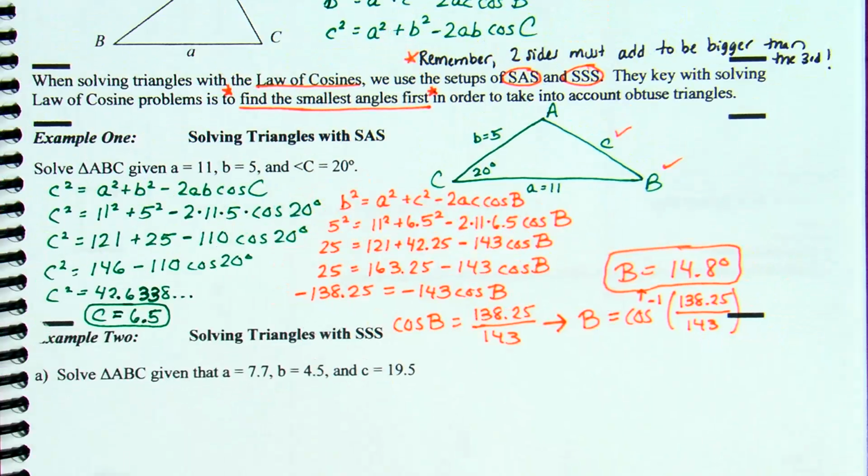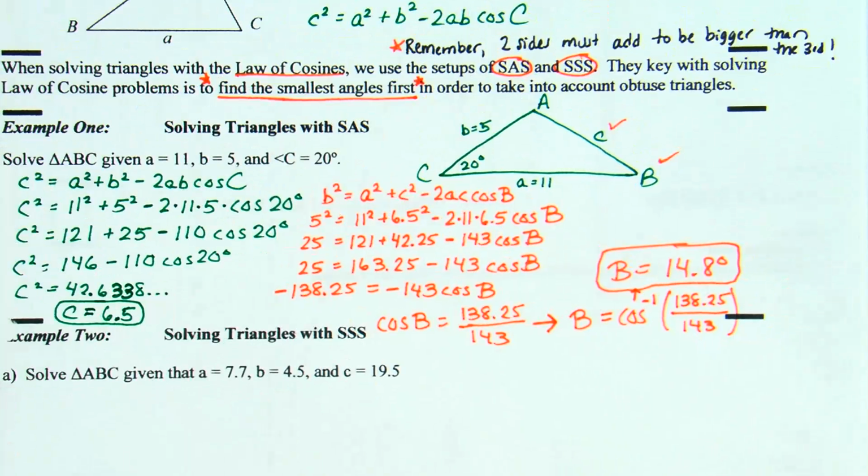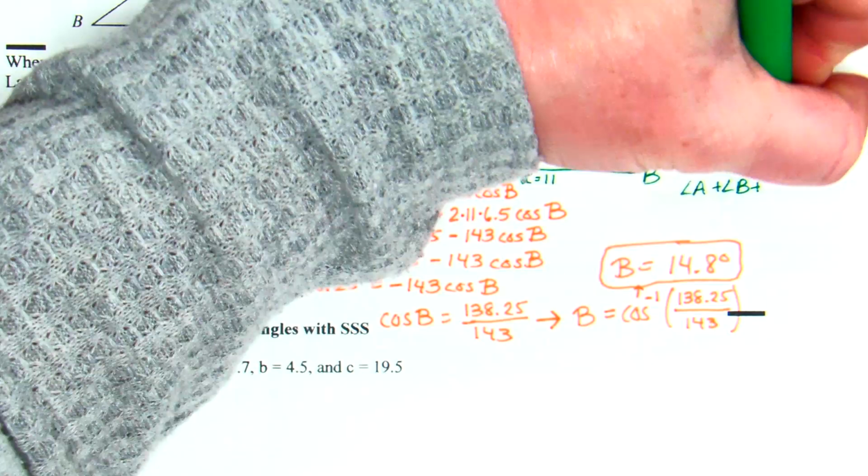How are you finding angle A then? Because that's what we have left. All three angles add to equal 180 in a triangle, right? You could do law of cosines, using, actually no, you can't do law of cosines. Sorry, if you do law of cosines, you're still going to get the wrong angle. You need to use the 180. Angle A plus angle B plus angle C equals 180.